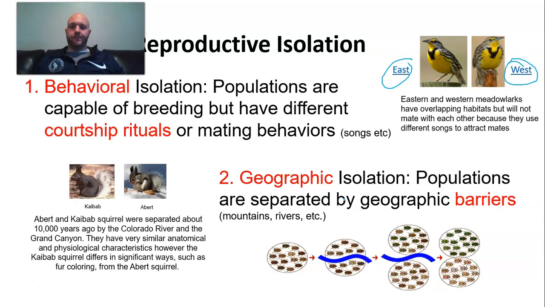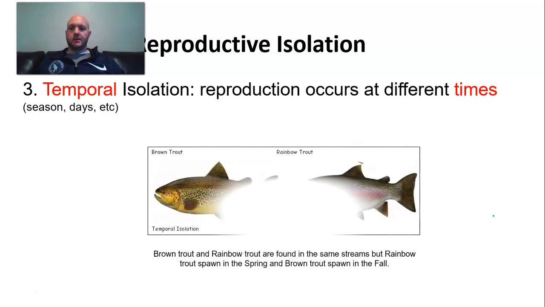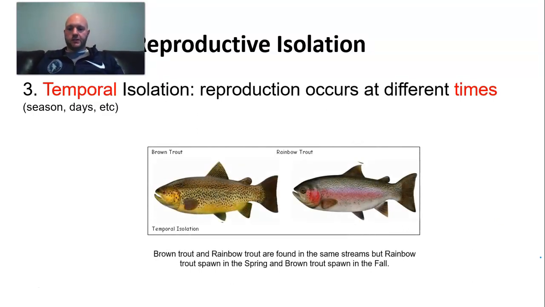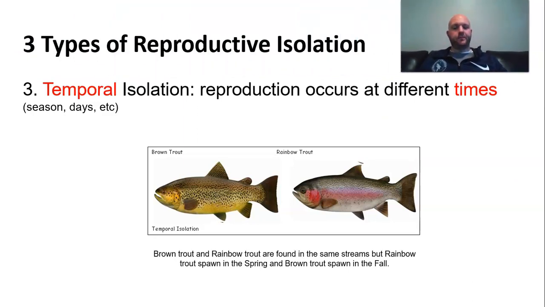And then, if it happens to be at different seasons, so a fish, rainbow trout and brown trout are actually in the same stream. You can fish for them if you go fishing all the time in fancy places. Even though they're in the same stream, they don't spawn at the same time.